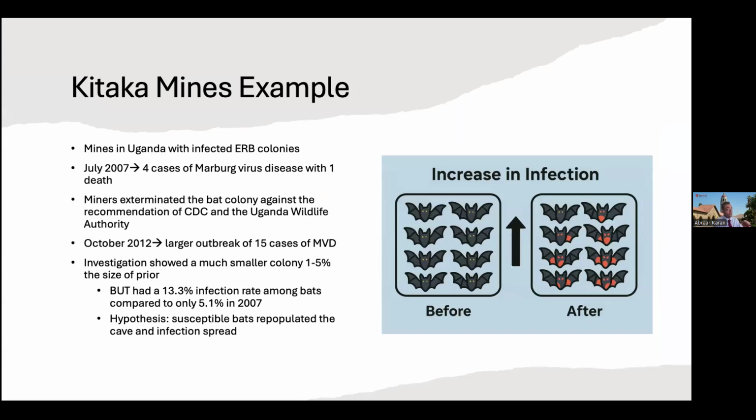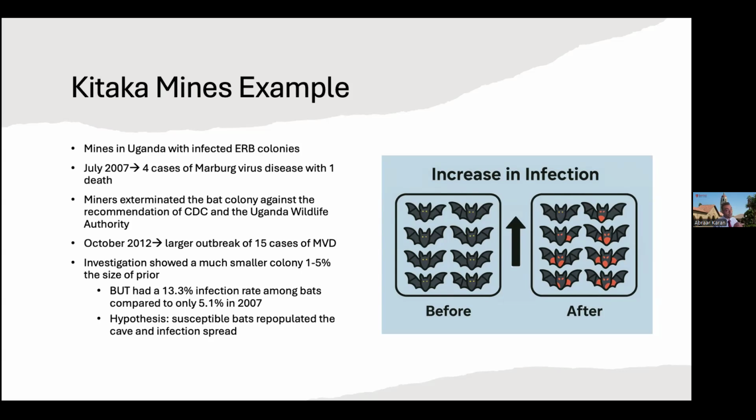Here, what we see happen in the Kitaka mines. This is a mine in Uganda. So back in 2007, these mines are used for mining gold and minerals. There were 4 cases of Marburg virus disease with 1 death. So miners tried to exterminate these bat colonies against the recommendation of the CDC and the Uganda Wildlife Authority. Well, they succeeded temporarily, but in 2012, there actually was a larger outbreak of Marburg virus disease with 15 cases. And when they investigated, they looked at the phylogenetics of the virus, and they were able to trace this back to a colony of bats that had repopulated that cave.